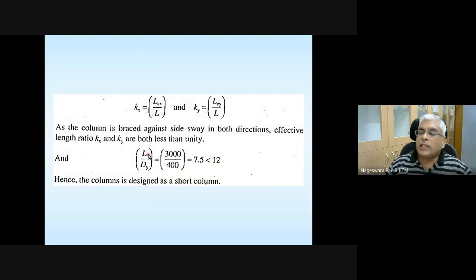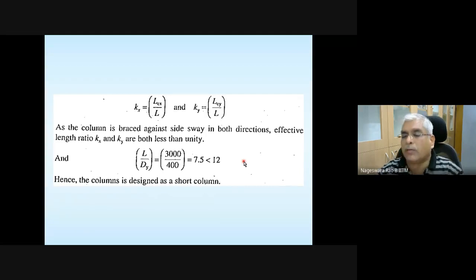Please note that here unsupported length divided by the dimensions along x and y also needs to be considered, but here the least one is considered. If the least one is less than 12, automatically when you divide with 600, it is going to be less than 12. That's why only one check is made. So first we need to make sure.